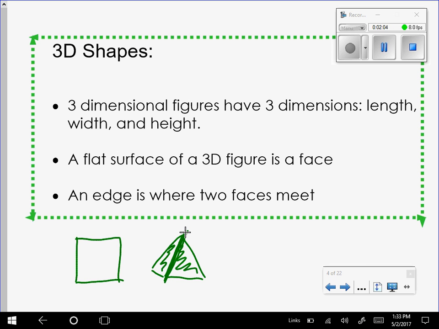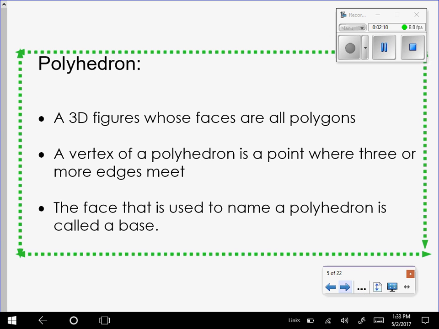So make sure, as you can see, that's boxed off, so write that down. Pause if you need to. Okay, a polyhedron is a 3D figure whose faces are all polygons. Okay, so polygons, if you don't remember, are squares, circles, circles are actually not polygons. Squares, triangles, rectangles, octagons, all of those are polygons.